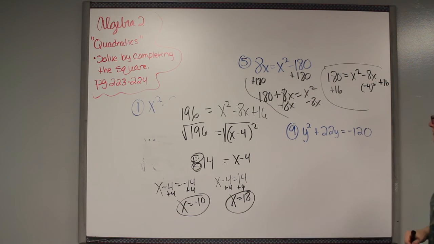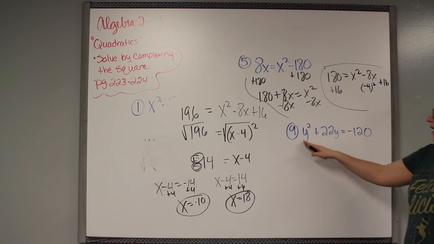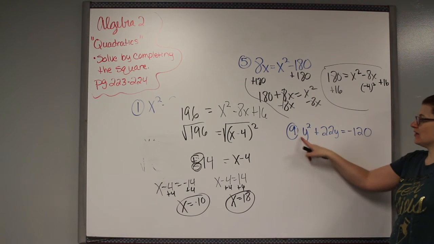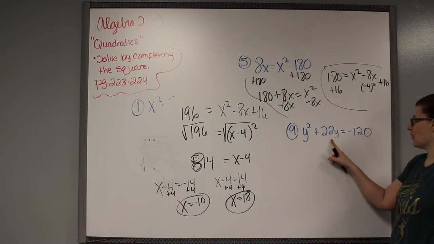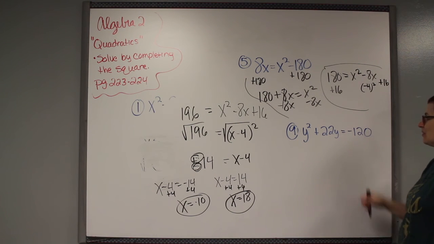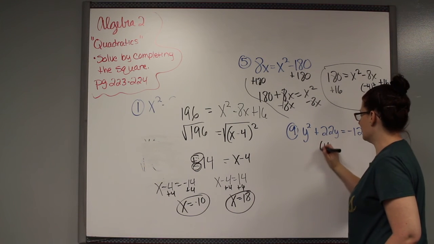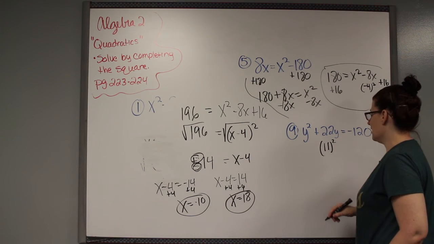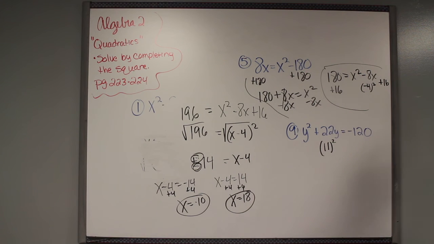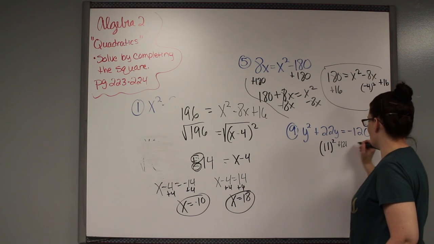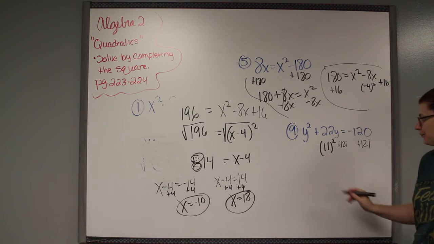This is number 9. And this is a y squared, but it's the same as if it was an x squared. There's nothing in front of there that's positive. I got my y term over here, and I got my other number over here. So half of 22 is 11. Okay? So 11 squared, I think, is 121. Yeah. So we need to add 121 to both sides.